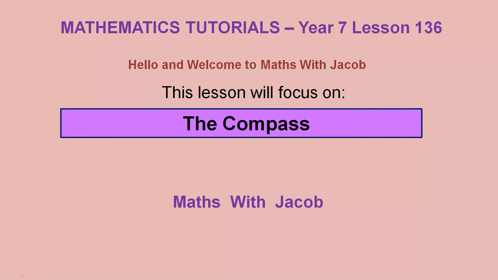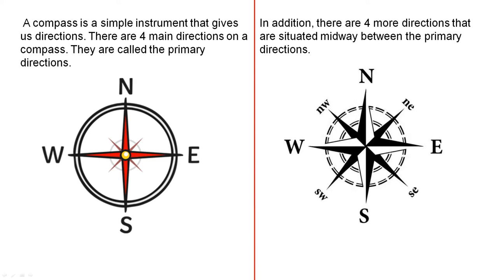This lesson will focus on the compass. A compass is a simple instrument that gives us directions. There are four main directions on a compass. They are called the primary directions, and they are north, south, east and west. And the angle between adjacent primary directions is 90 degrees.